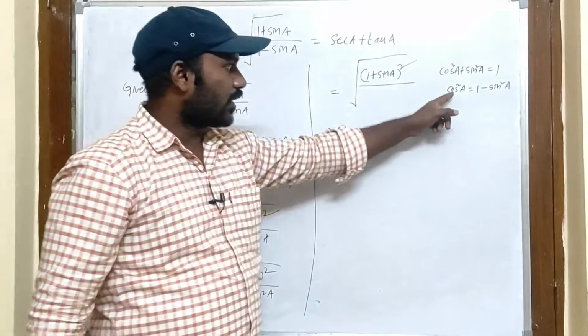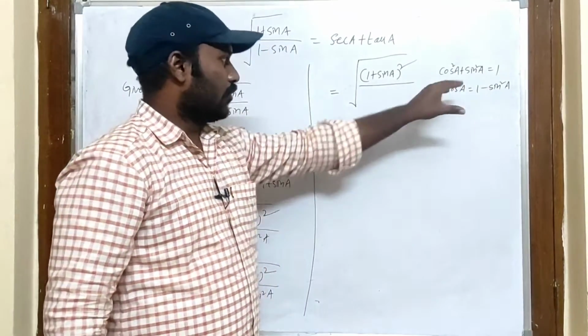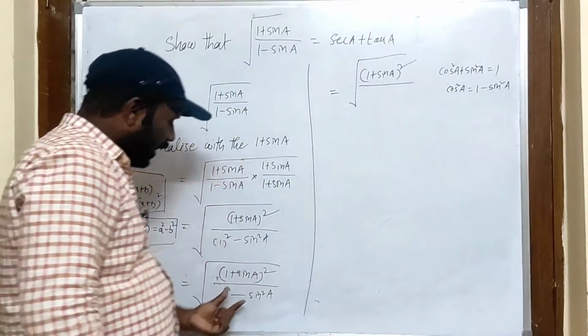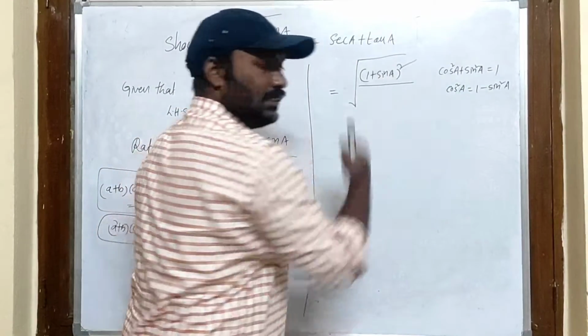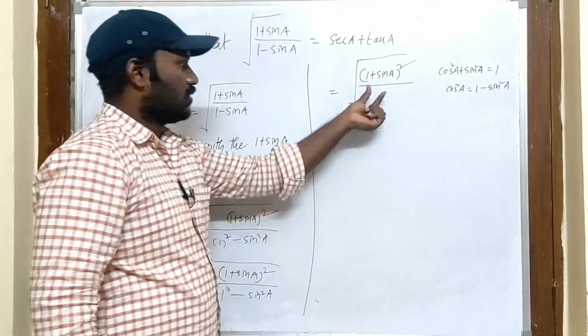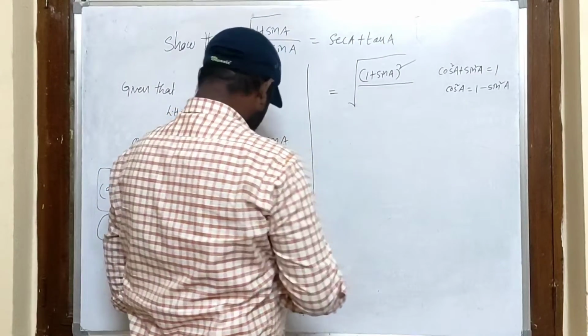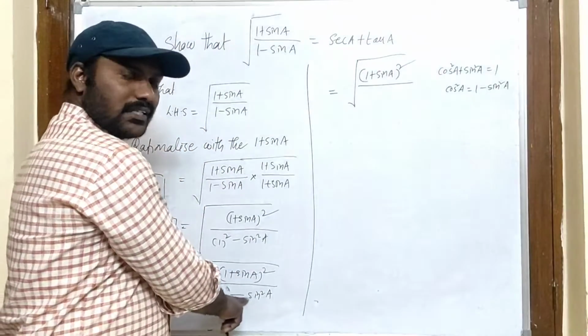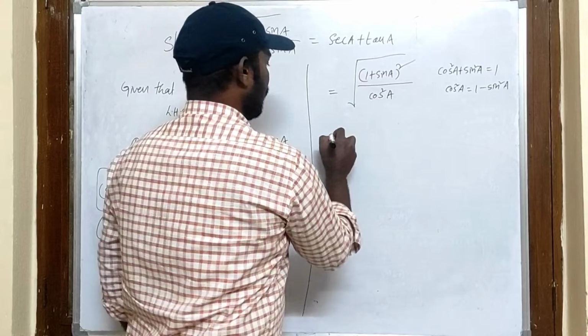What is the value of cos square A? Cos square A is equal to 1 minus sin square A. Using this, 1 minus sin square A is equal to cos square A, and we can substitute that in the given problem. In place of 1 minus sin square A, we are writing cos square A.